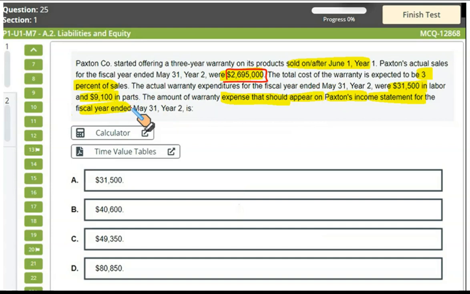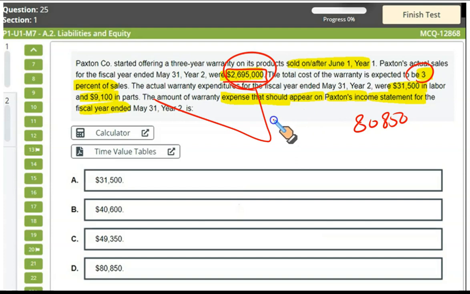I'm sure all of you know, when you book warranty expense, you take your sales and multiply it with the percentage given. So 2.695 million multiplied by 3% is 80,850. The entry that you're going to make is warranty expense debit, warranty liability credit, 80,850.